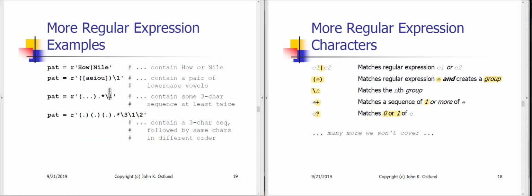Okay, so on slide 19, our first example is using the vertical bar symbol. And what that pattern is saying is, let's search for strings that contain how with a capital H or Nile with a capital N. So if a string contains either of those two possibilities, that string will match. Let's try that out in our code and see what we get.